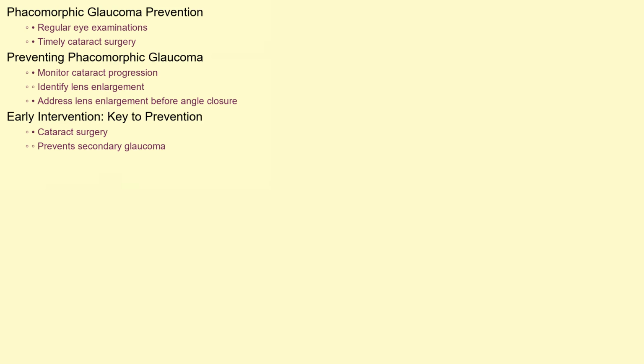The best way to prevent phacomorphic glaucoma is through regular eye examinations and timely cataract surgery. By monitoring cataract progression, ophthalmologists can identify and address lens enlargement before it leads to angle closure and glaucoma. Early intervention with cataract surgery is key to preventing this secondary form of glaucoma.